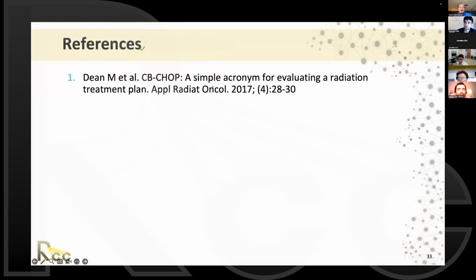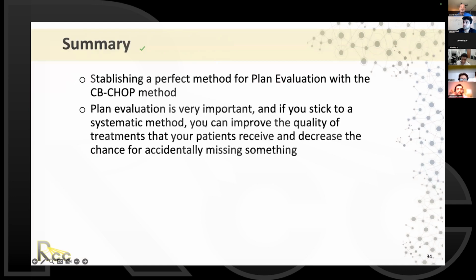This is the reference of the CB-CHOP method, the paper when it was published in 2017. And as a summary, we can say that it establishes a perfect method for plan evaluation. Basically, that's why the CB-CHOP method was created.